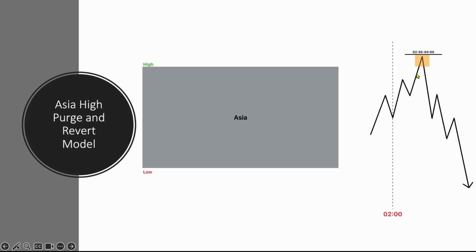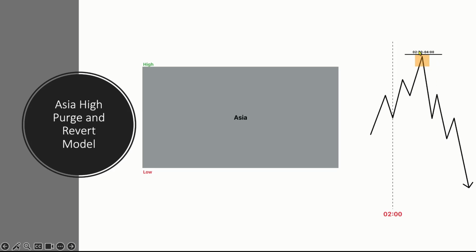So for example, the left side of the curve, their respective discount arrays get violated, or a lower time frame breaker setup forms, a market structure shift pattern, a change in the state of delivery occurs after the Asia high gets purged. During what time? During 2:30 to 4. If no reversal occurs during 2:30 to 4, I would walk away from the London session.